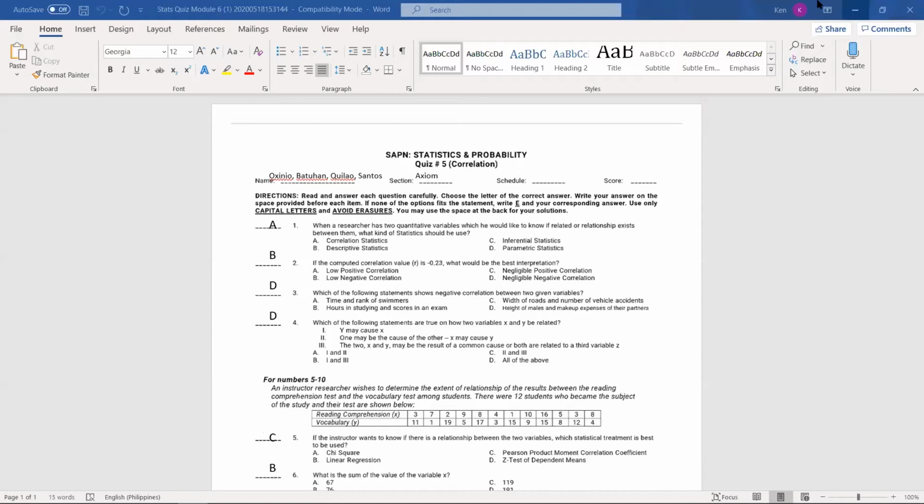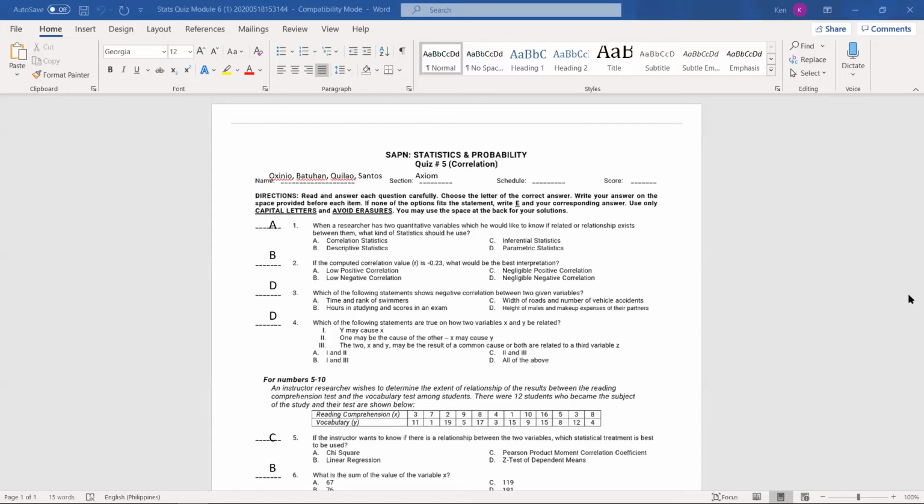Number 2. If the computed correlation value R is negative 0.23, what will be the best interpretation? Sagot dyan, D, negative correlation kasi between two variables, isang variable nag-i-increase, isa nag-decrease. Vice versa lang.